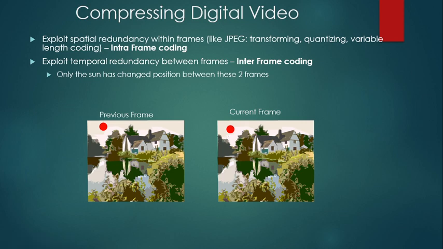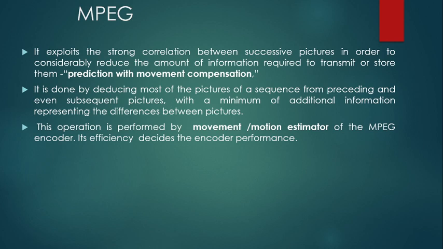We are going to do some predictions of the motion estimation. Only that we are going to compress and send. So we are going to exploit temporal redundancy. Unlike the spatial redundancy in JPEG, here we exploit interframe coding, that is temporal redundancy. So the strong correlation between the successive pictures is being exploited, that is the prediction with movement compensation.